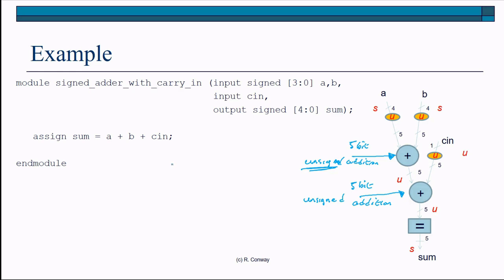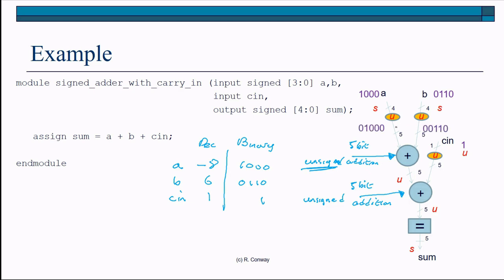Using the values we had on the previous slide for A, B, and Cn, our two 4-bit inputs are extended to 5 bits. We use an unsigned extension for both, so we insert a 0 into the extra bit position, yielding these two values. Our value 1 for Cn is extended to 5 bits using an unsigned extension, giving us this 5-bit value. Performing this addition yields this 5-bit value. Taking our next addition, we have this 5-bit value here, which is then assigned to sum.